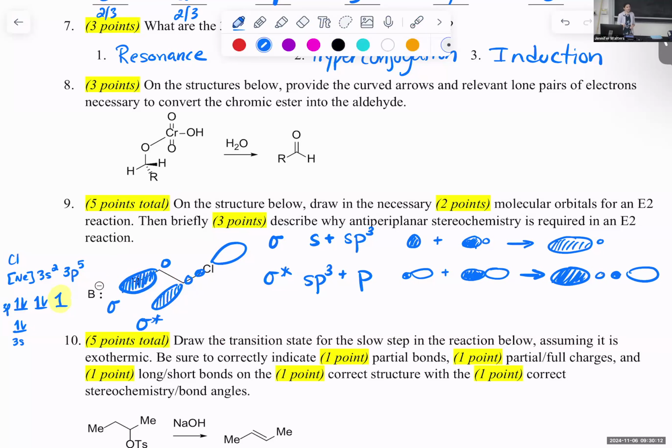All right, I thought I saw a hand. Does anyone have any questions about how we know that those are the orbitals to draw? Yeah. Mm-hmm.